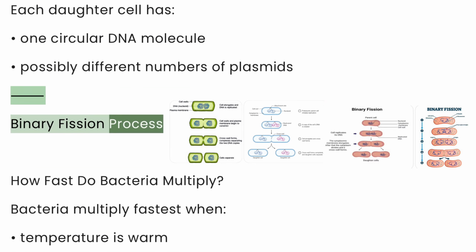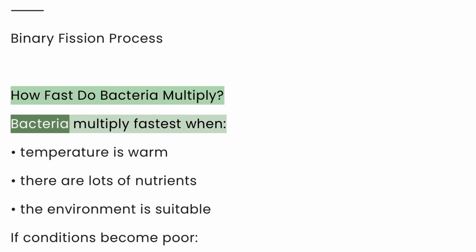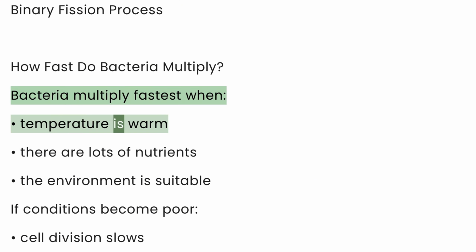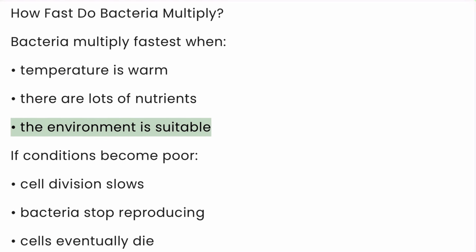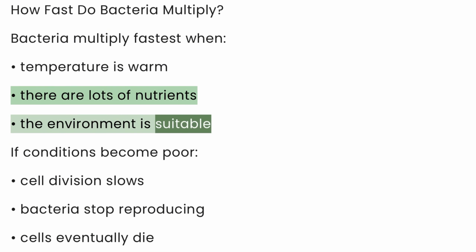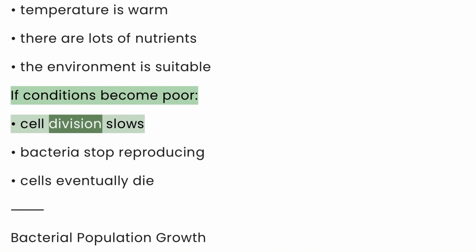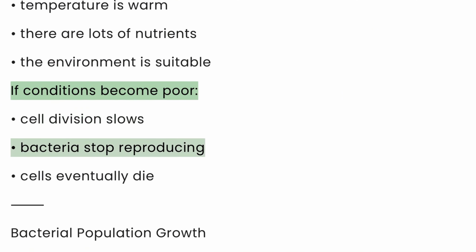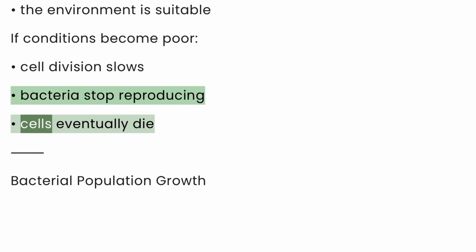Binary fission process. How fast do bacteria multiply? Bacteria multiply fastest when the temperature is warm, there are lots of nutrients, and the environment is suitable. If conditions become poor, cell division slows. Bacteria stop reproducing. Cells eventually die.